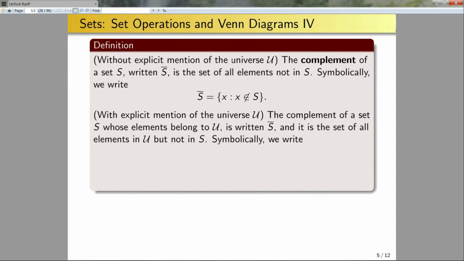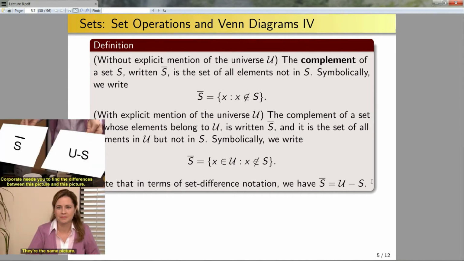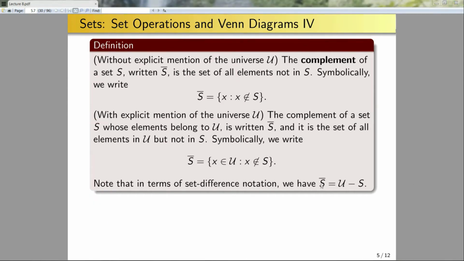So in symbols, I can write that the complement of S would simply be this collection of all x in U such that x is not in S. Now, given that I have an explicit universal set that I'm working with, notice that in terms of the set difference notation, we have that the complement of S is simply U minus S. So for good practice, prove that this statement is true.